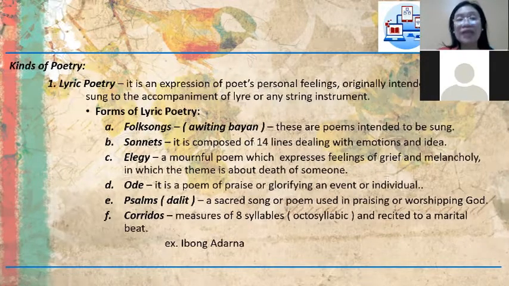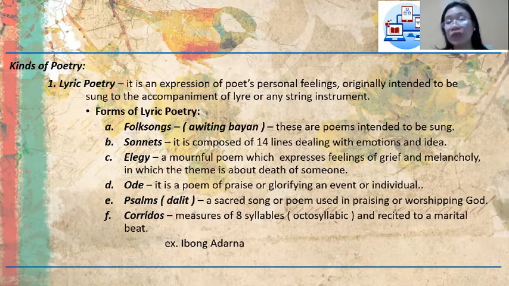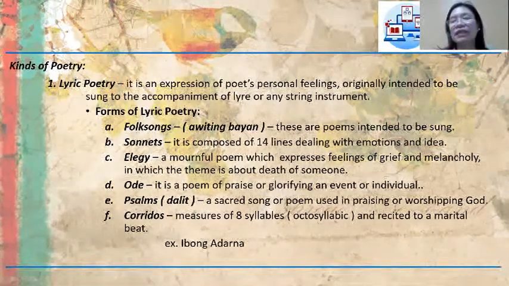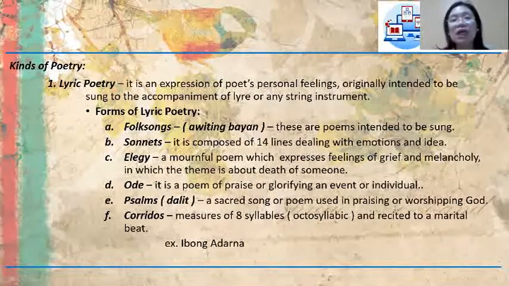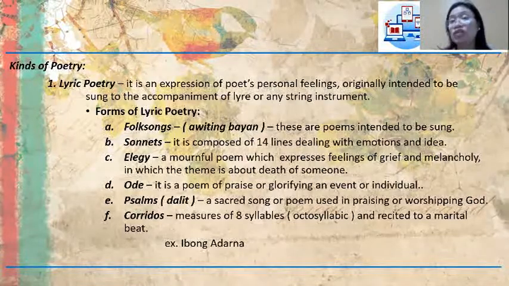Now, what are the different kinds of lyric poetry? As I said a while ago, lyric poetry is an expression of poets' personal feelings, originally intended to be sung to the accompaniment of a lyre or any string instrument. For example, the famous Leron Leron Sinta, what else? Parang Bukid. They can be sung and they can also be recited.